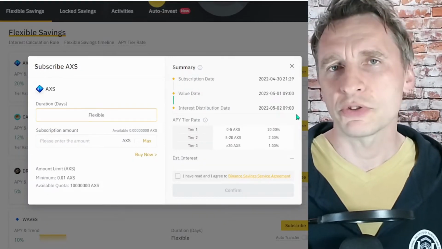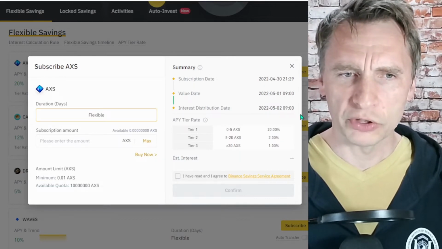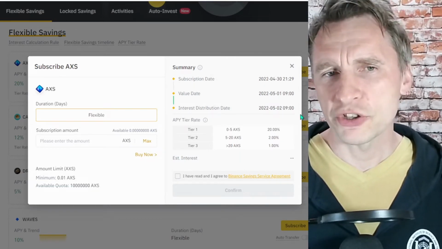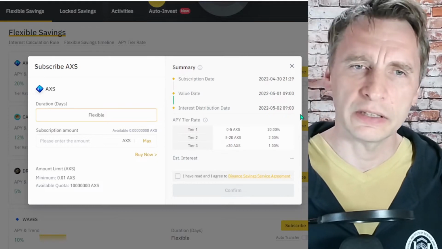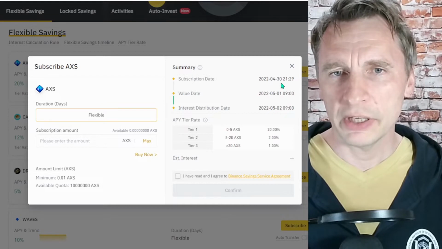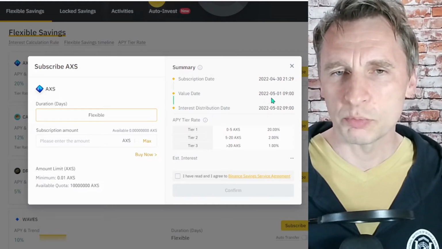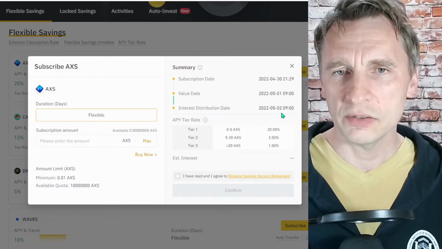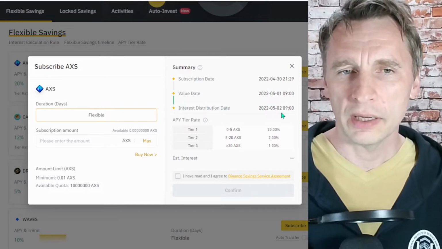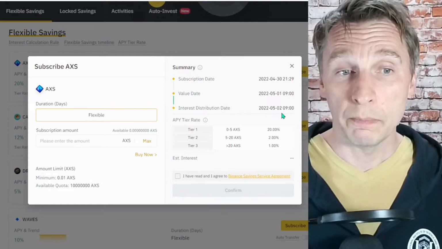Flexible saving allows you to put your tokens into lockup for a very short amount of time. Basically, you can lock it up. Today is the 30th of April. You could lock it up today. Your accrued value or interest would be the next day, and then basically 2 days later you can withdraw your AXS and the interest that you made.